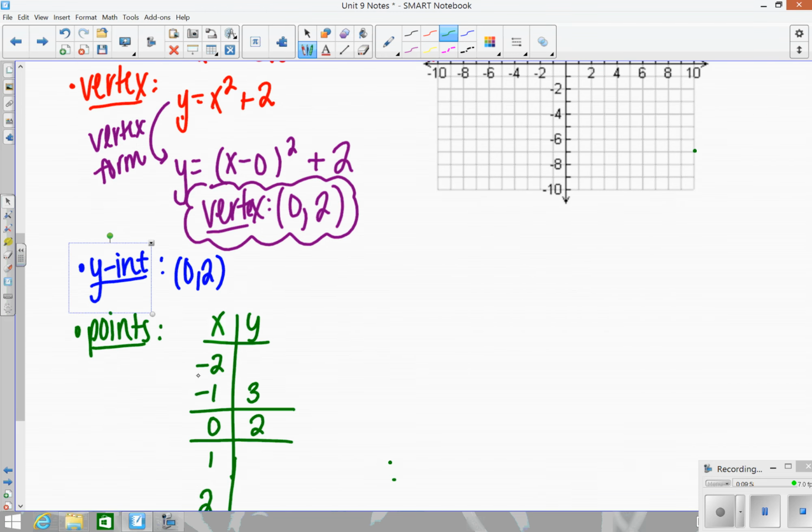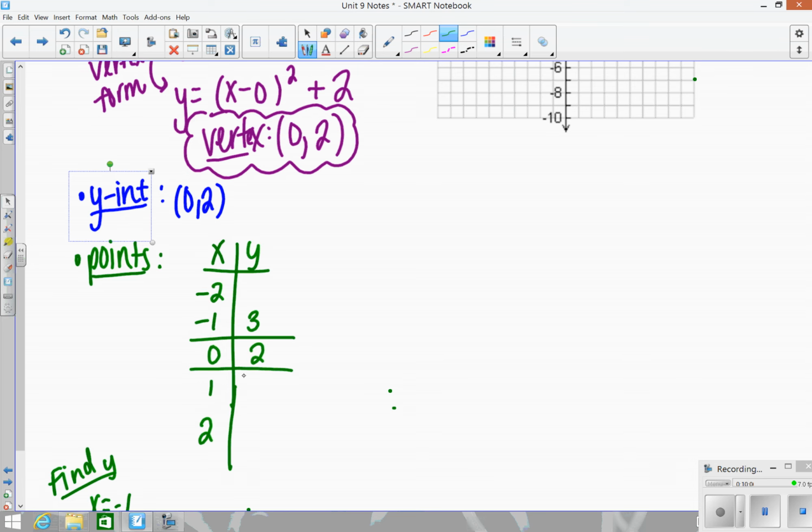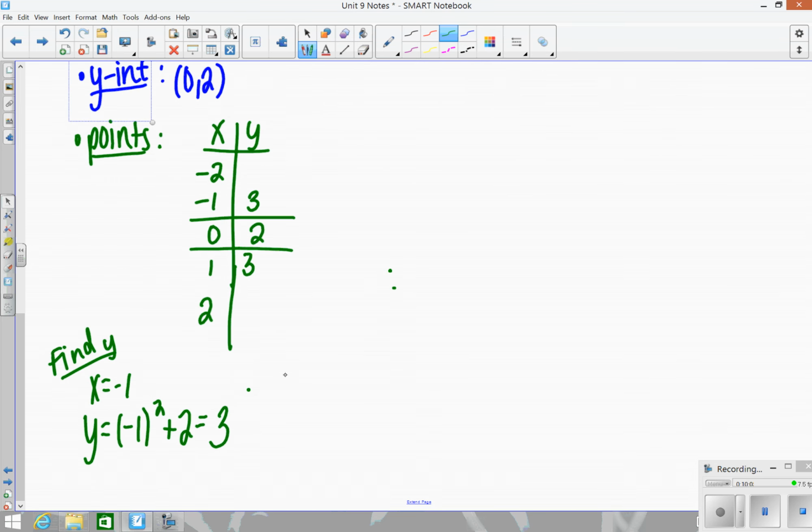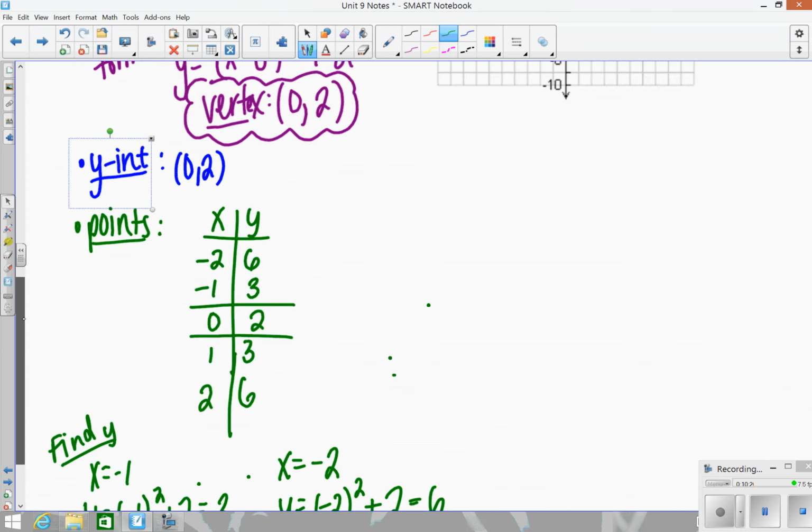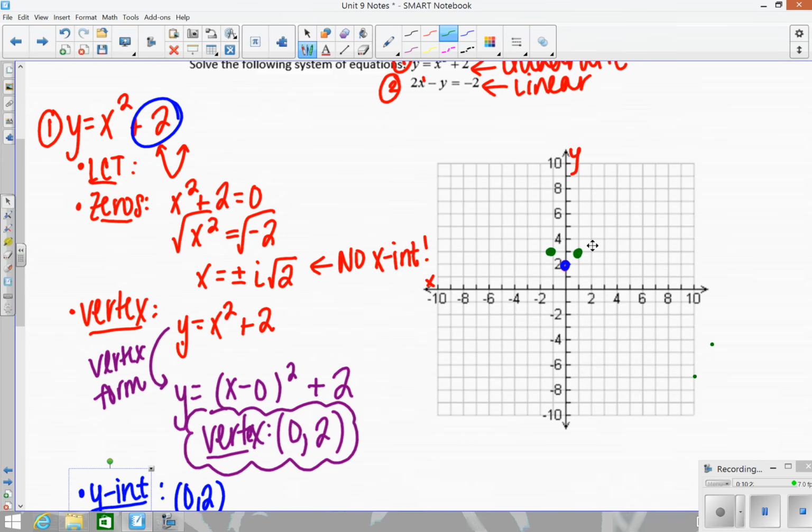So basically, as soon as I figure out one of these, I know that the other one has to be 3. Same thing goes with negative 2. So let's say x equals negative 2 and I plug that in. So y equals negative 2 squared plus 2. I'm just plugging them into my equation. So 4 plus 2 gives me 6. Well, I know both of these have to be 6. So I can go up here and say, if negative 2 is 6, then at positive 2 it has to be 6, because 2 units to the left is up at 6, and 2 units to the right of the vertex also has to be at 6.